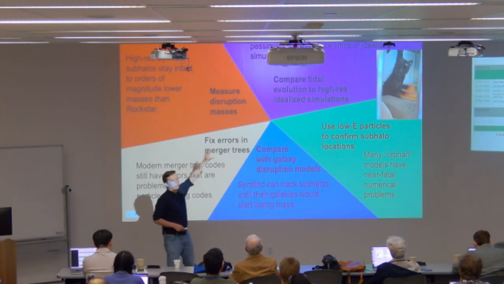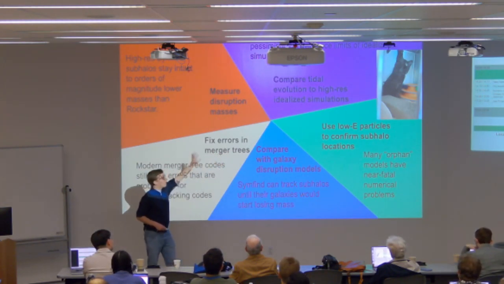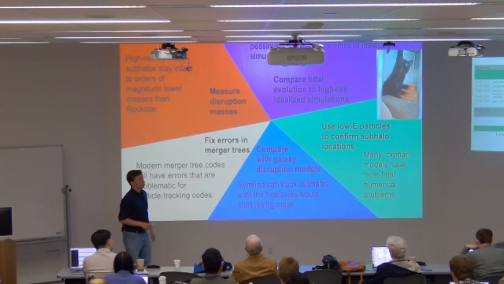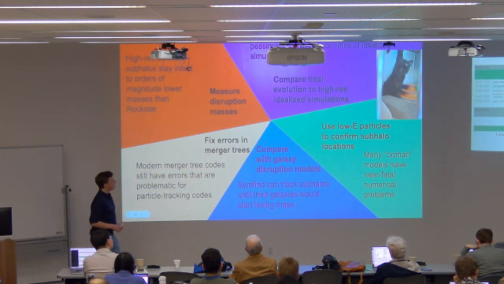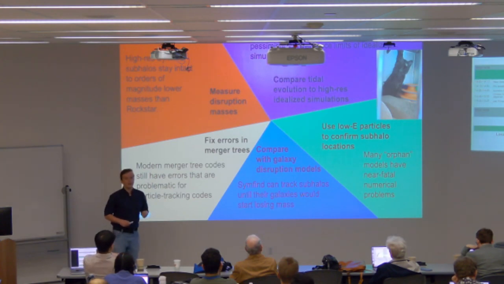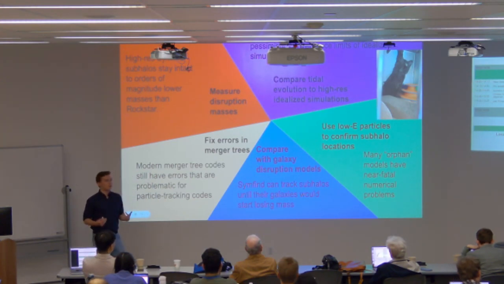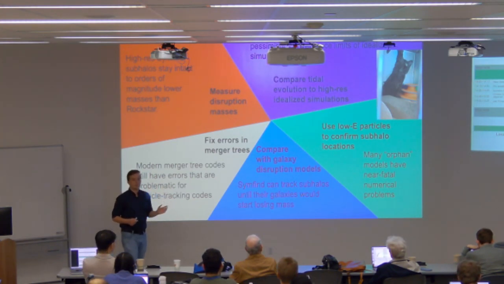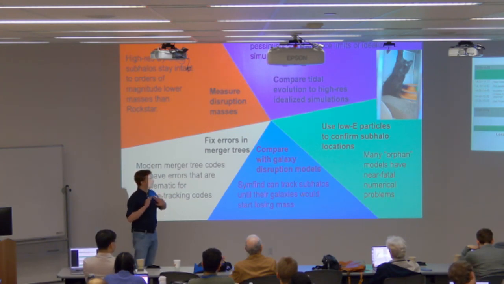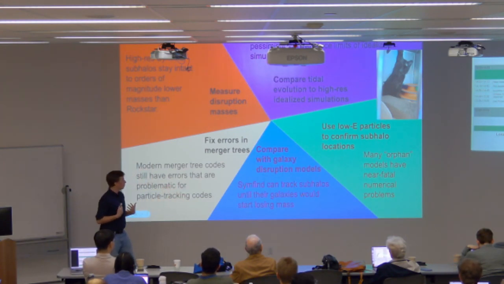So for example, we can replicate the tidal tracks and very pessimistic convergence requirements that are suggested by idealized simulations, some of them, but not all of them. We've identified a new class of problem in orphan models that for certain classes of models basically makes them make predictions that are so inaccurate that it's not useful.